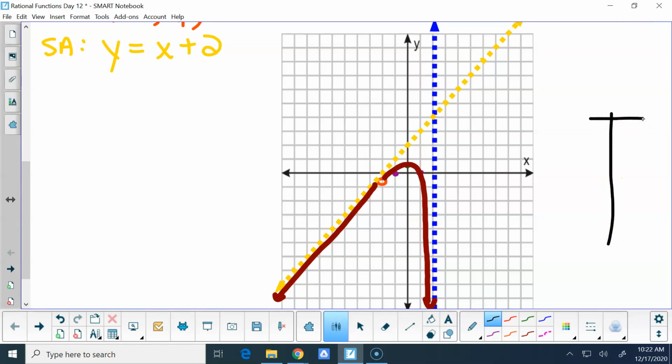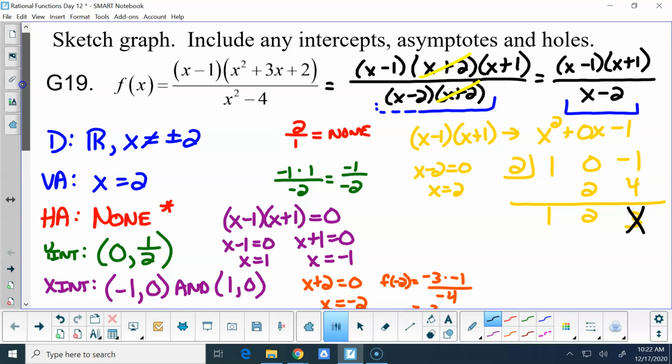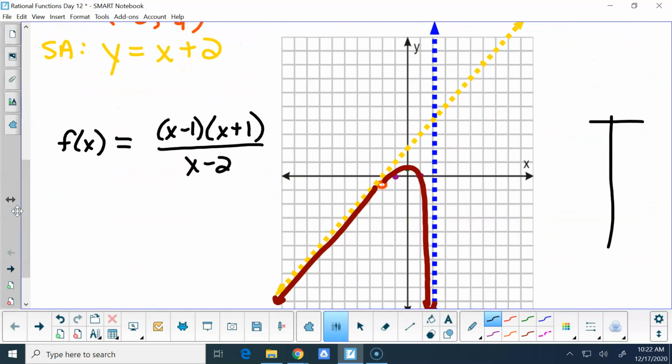Our function again was x minus 1, x plus, oops, I'm going to put x plus 2. X plus 1, and x minus 2 on the bottom. If I remember correctly. Yes, it is. Okay. So let's try 3. If I put 3 in there, 3 minus 1 is 2. 3 plus 1 is 4. 2 times 4 is 8. 3 minus 2 is 1.